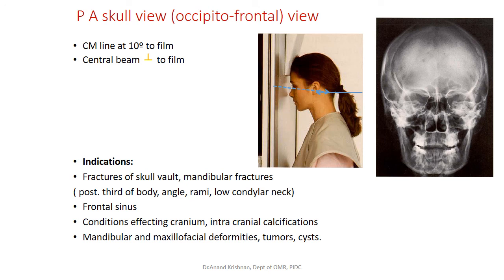Either you can make the receptor and source stationary, and you can make the head movable, or you can make the receptor and the object stationary, and you can make the source movable. That depends upon what type of patient you are trying to take, and for what type of radiograph you are trying to take. So for PA skull view, the canthomeatal line is 10 degrees to the film, and this is achieved by adjusting the head position of the patient, and the central beam is perpendicular to that of film.